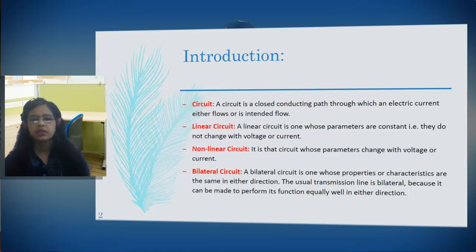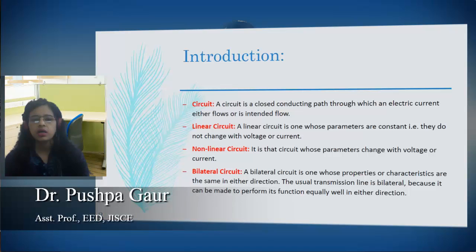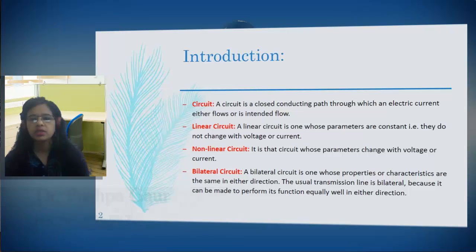Firstly, I will give an introduction to basic electrical engineering, or the various terminologies related to it. The first one is circuit. A circuit is a closed conducting path through which an electric current either flows or is intended to flow. It is nothing but a closed path in which current flows. Current will flow only when the path is closed, otherwise current will not flow. So the closed path in which current is flowing is known as a circuit.